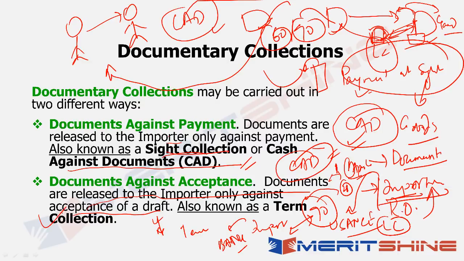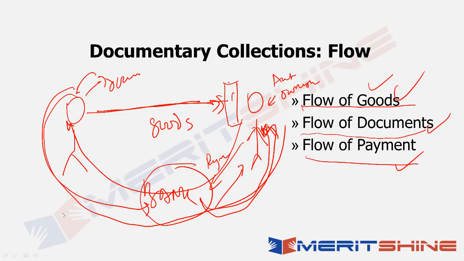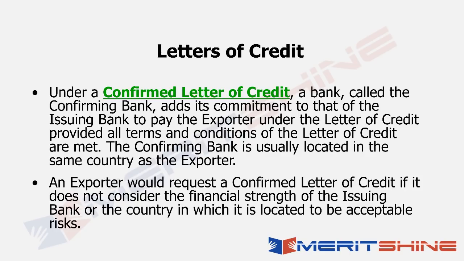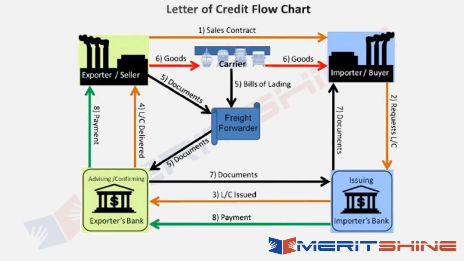So these are the two ways in which your term collection can happen. You have understood very clearly how the document flow happens. The next one is called the letter of credit. Now let me just show you. I'll come to these here. First of all, let me show you the diagram of how this works. This will give you a better picture, and I can also cover the other two parts here.